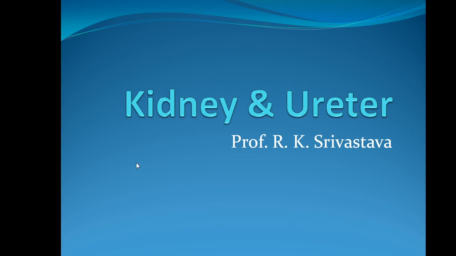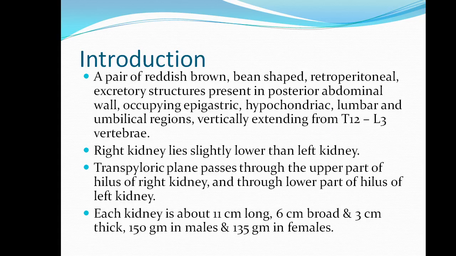Today in this class we'll demonstrate the kidney and ureter. Kidneys are a pair of reddish-brown, bean-shaped, retroperitoneal excretory structures present in the posterior abdominal wall, occupying the epigastric, hypochondriac, lumbar, and the umbilical regions. Vertically, it extends from T12 to L3 vertebra.